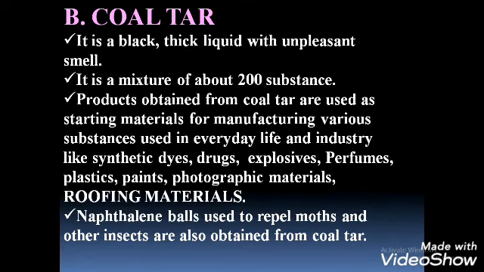First, it is a black, thick liquid with an unpleasant smell. This coal tar has a black color, is a thick liquid, and also has an unpleasant smell. It is a mixture of about 200 substances. Products obtained from coal tar are used as starting materials for manufacturing various substances used in everyday life and industry like synthetic dyes, drugs, explosives, perfumes, plastics, paints, photographic materials, roofing materials, etc.